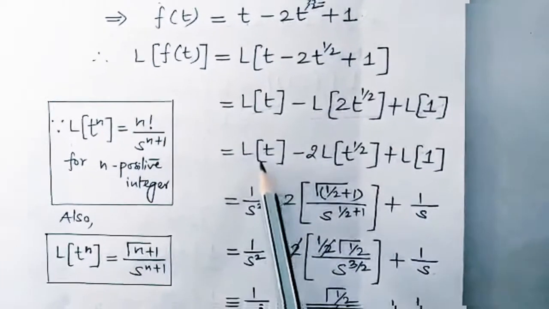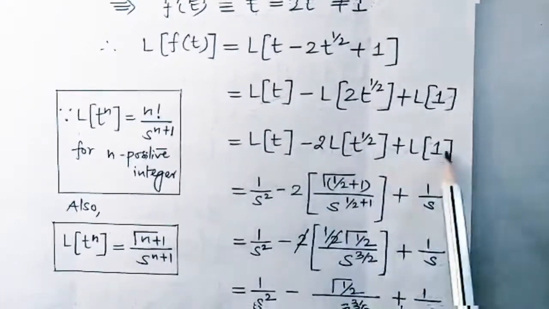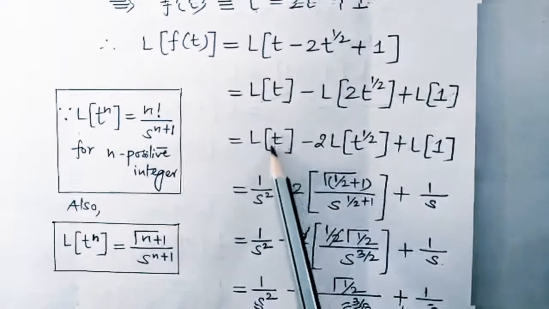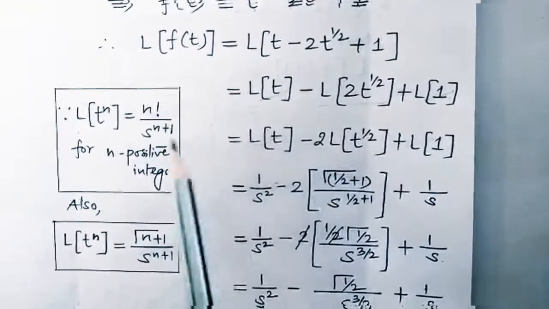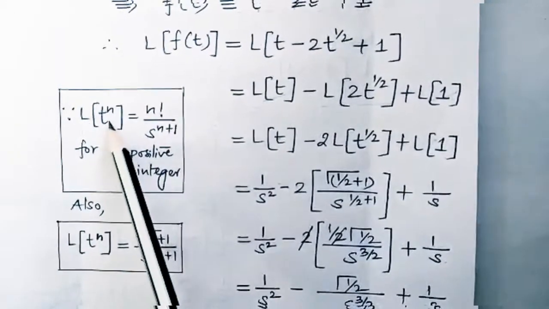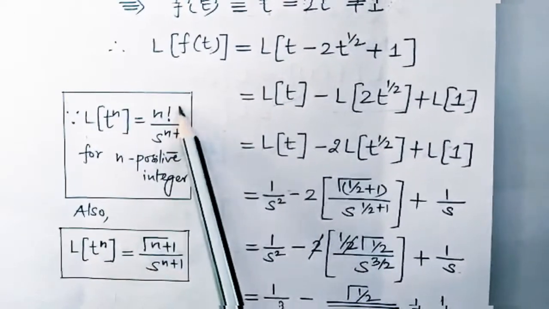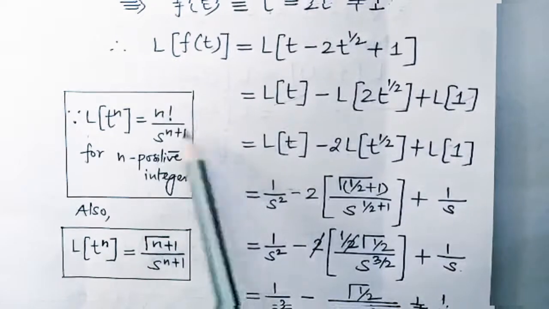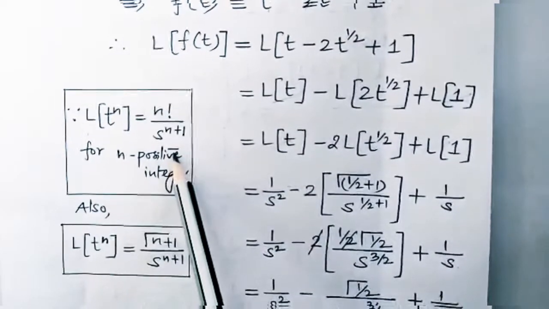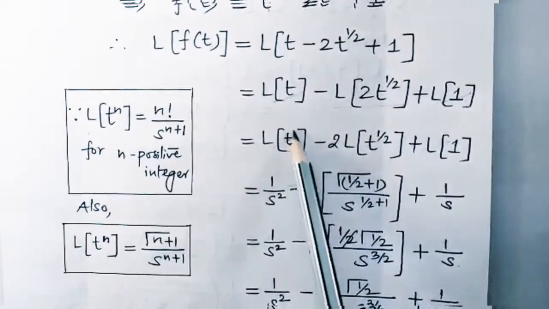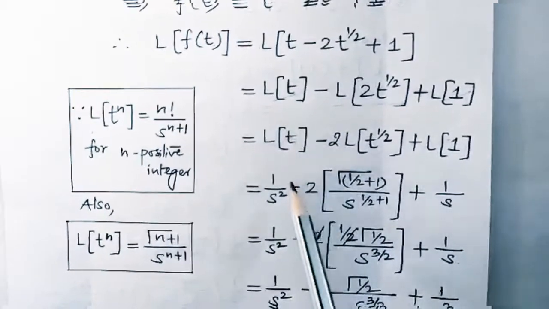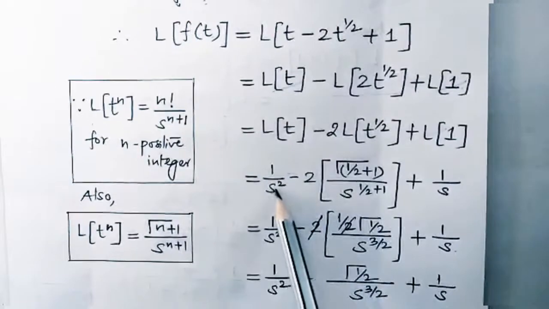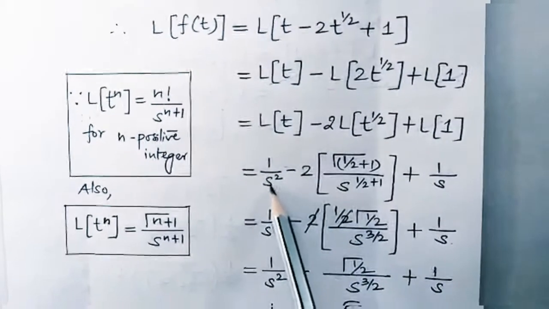Now with the help of the standard functions we can apply it directly over here. Laplace transform of t, it resembles t raised to n. So what is Laplace of t raised to n? I have mentioned here, it is n factorial divided by s to the power of n plus 1, whenever n is a positive integer. Now here n equal to 1, and 1 is a positive integer. So accordingly it is 1 factorial divided by s to the power of 1 plus 1, that is s square.